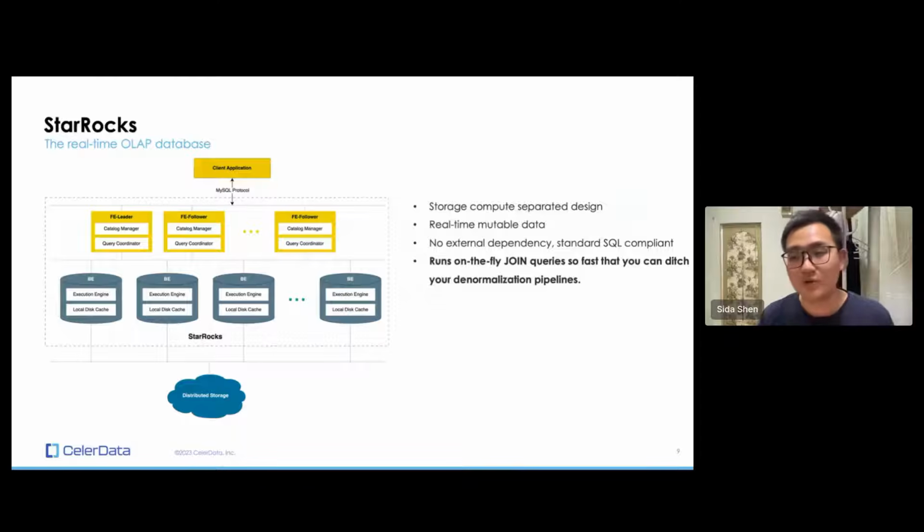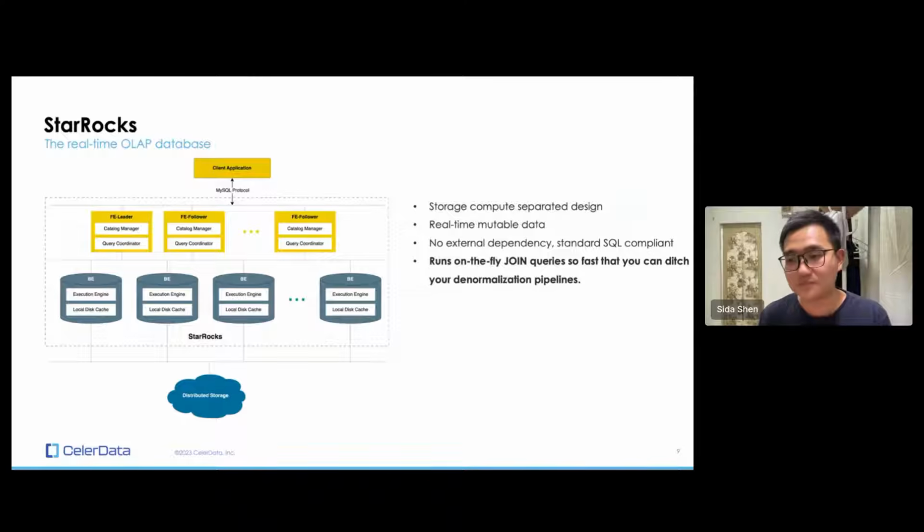It's the real-time OLAP database that we're going to compare to ClickHouse in today's webinar, right? Some short introduction: it's cloud native, with a storage and compute separated design, and supports real-time mutable data. So you can perform fresh data updates with StarRocks, right? It also has no external dependencies, so it's easy to maintain, and it's SQL compliant. So you can connect whatever BI tools or applications you have that are standard SQL compliant, and it's going to work, right?